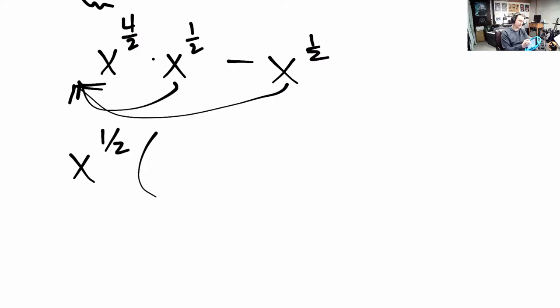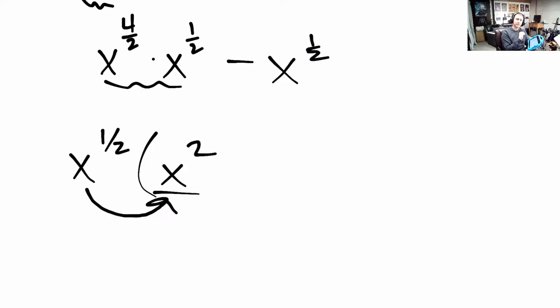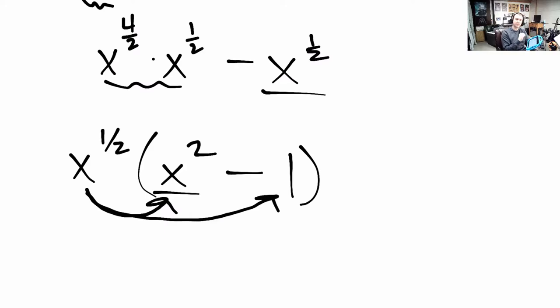X to the 1/2 multiplied by, and I'm going to simplify 4/2 to 2. I don't want anyone to miss that. The reason this is here is because if I were to go back and distribute this again, we would have exactly this. So that's why the x squared is there. The subtraction is still here, and this is now a 1. The reason that's a 1 is because if I were to distribute this back, I would have exactly this: 1 times x to the 1/2 is x to the 1/2.